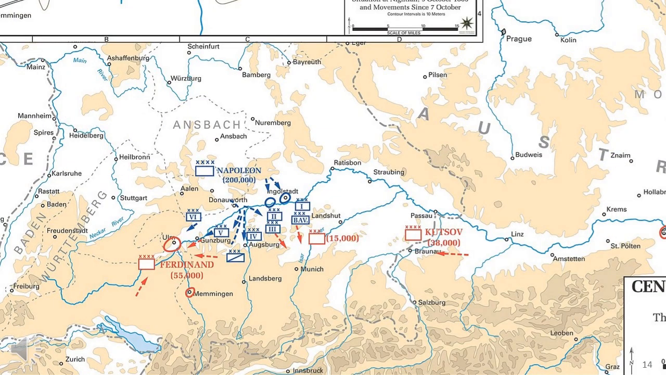This shows the movement between the 7th of October and the 9th of October. As you can see here, the French were right over the main river obstacle, and were driving deep across the Austrian line of communication and in between the Austrians and the rapidly arriving Russians. A very bad position for the Austrians.